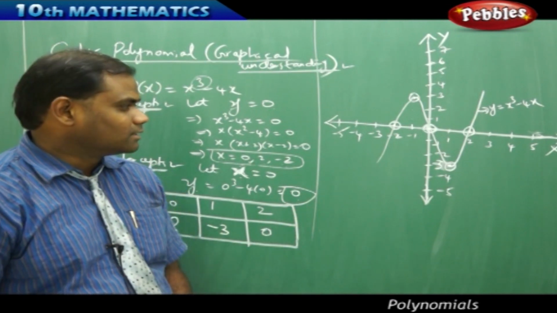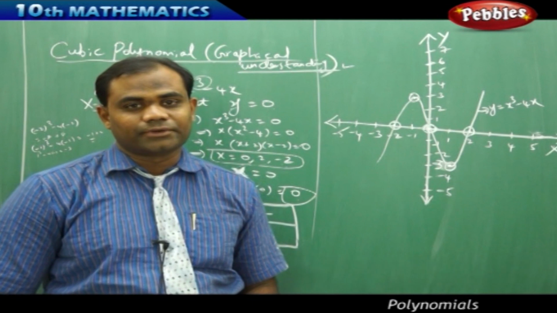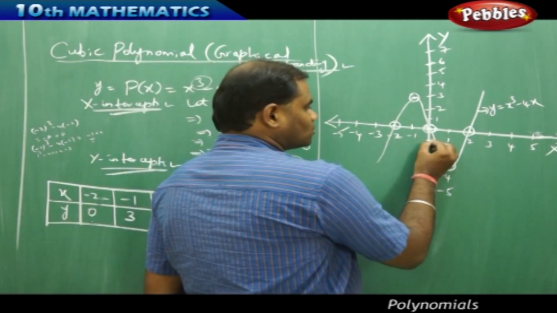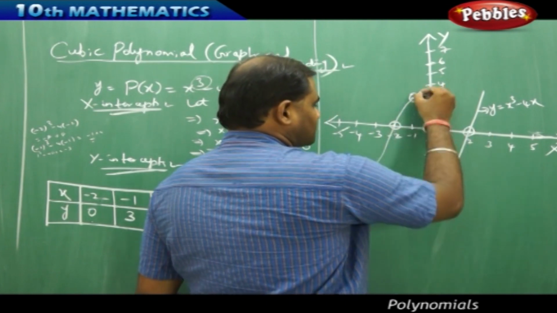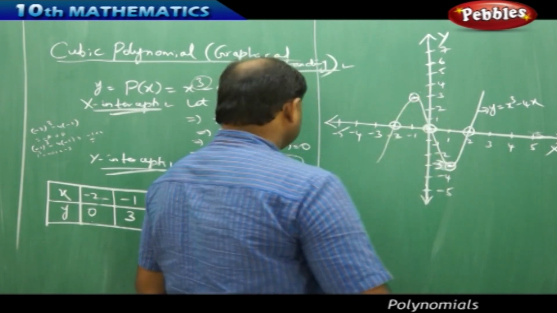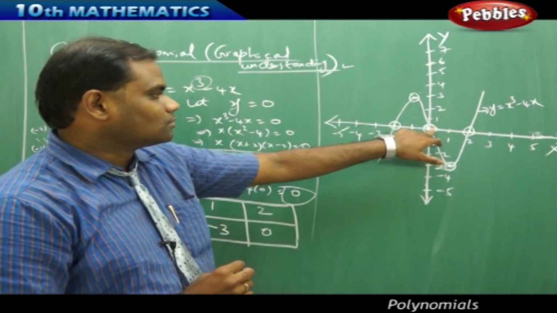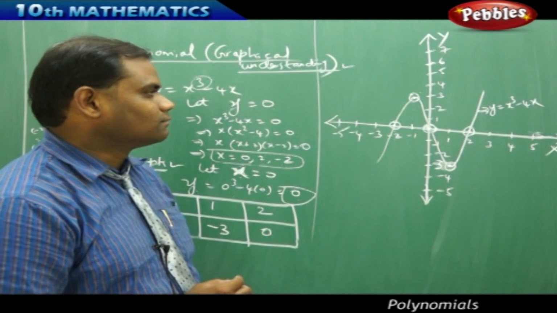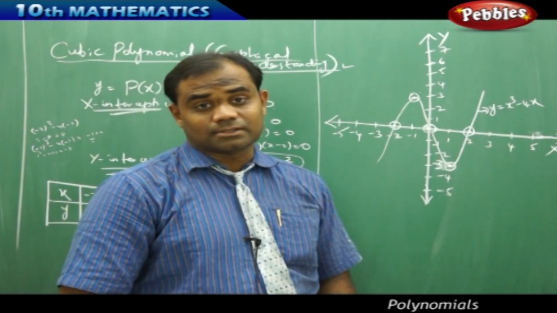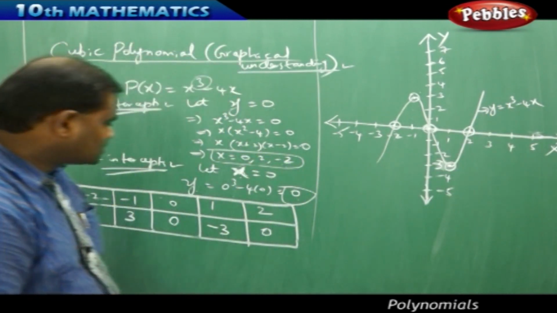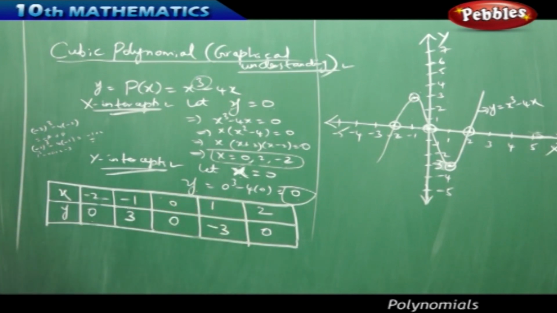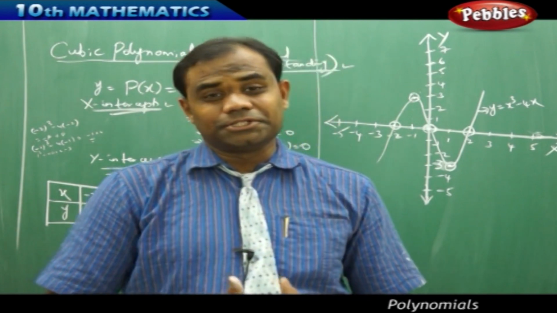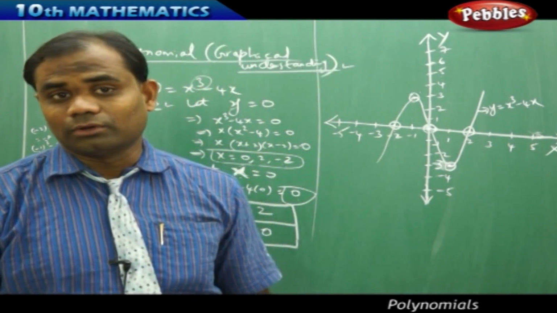And now clearly I identify that the graph cuts the x-axis at 3 points because I obtained 3 x-intercepts. So minus 2, 0, and 2 are the x-intercepts. And since the graph cuts the y-axis at 0, that means the y-intercept is 0, it passes through the origin. The specialty of this is that this graph passes through the origin, and hence that is how I get the shape of a cubic polynomial.